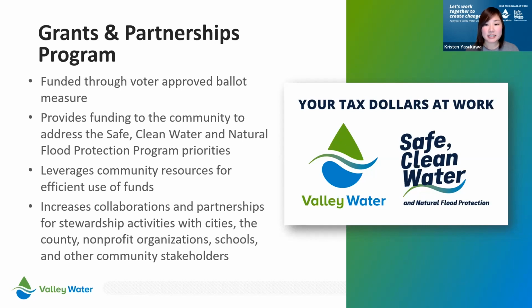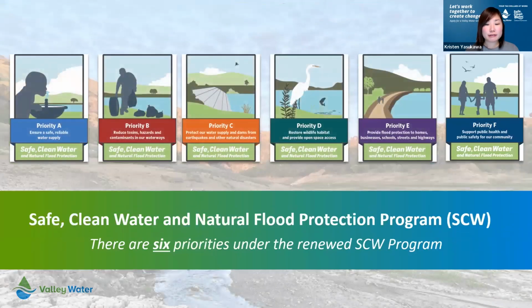All right, next slide. Within the Safe Clean Water Special Parcel Tax, there are 6 priorities, A through F. All of our grant funding is available under priority F, which is support public health and public safety for our community. So if you see priority F listed anywhere, that is what it's referring to. It's referring to where it's located in the special parcel tax.